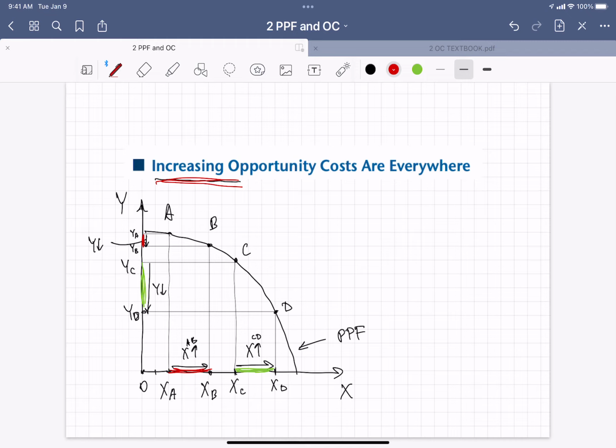And increasing means that as you increase output of a good that you're gaining, you should be prepared to face higher and higher opportunity cost of each additional unit of this good. So as X goes up, the losses, well, actually the opportunity cost of good X is going up as well. That's what we mean by increasing opportunity cost.